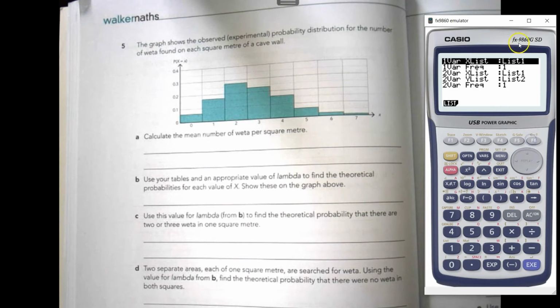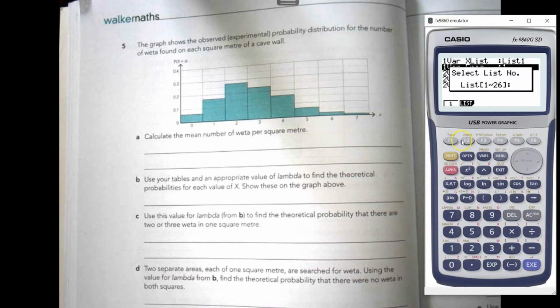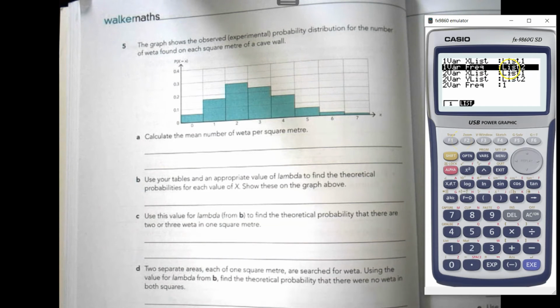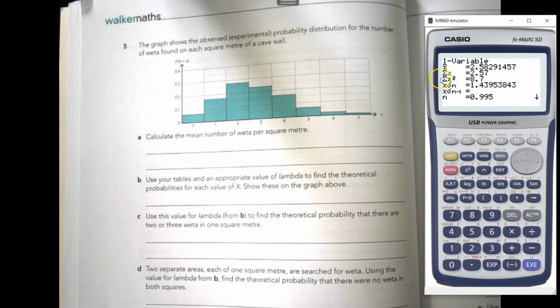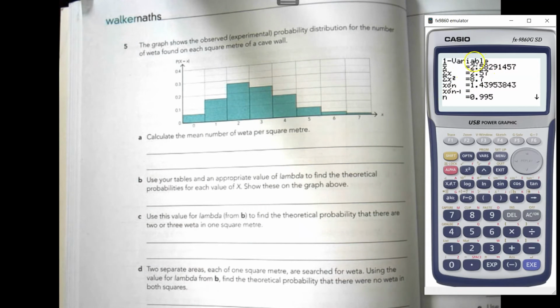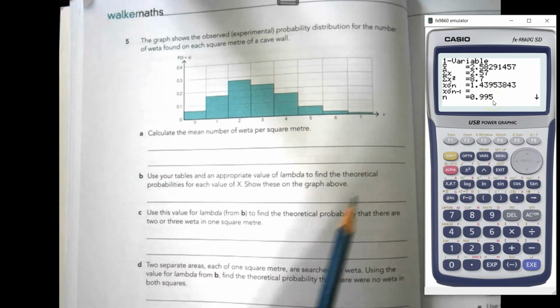Now make sure it's set up right. So make sure that it says list 1, and the frequency of that list is list 2. And then from there, let's go back. We're going to calculate for one variable, and you'll see that the mean is at this 2.5758 mark here.